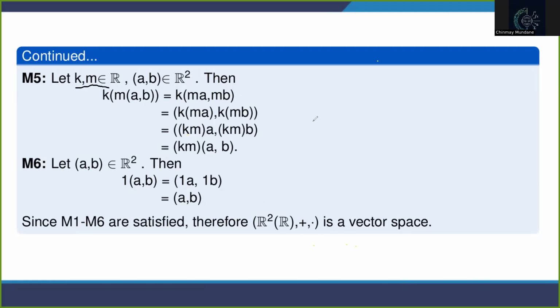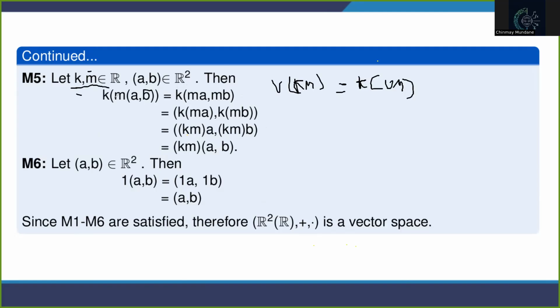Associative means if you do the scalar multiplication, that is k into m, and then multiply it by a vector, you can also do first one scalar with the vector, and then another scalar. So you can do km first with v, or you can do k separately and then m with v. So this is what it is like.